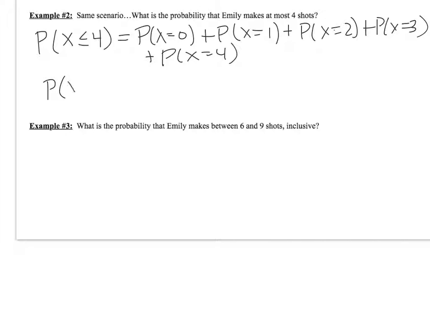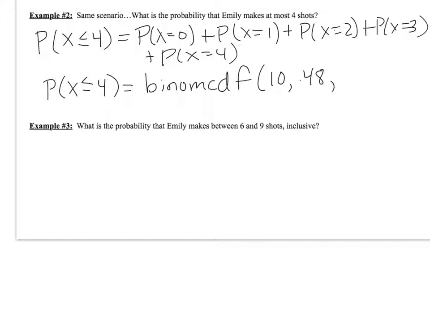So if I want to find the probability of x less than or equal to 4, I can do binom CDF, the cumulative density function, of 10 observations, 0.48 probability of success, and in this case you put your upper limit for the number of successes. So since this is an inclusive 4, I'm going to go up to and include 4.